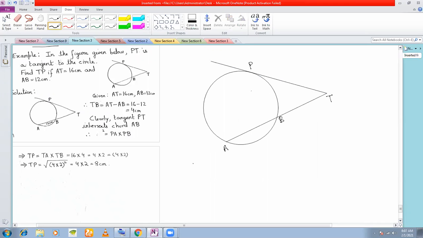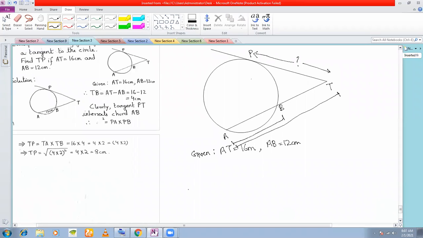Okay. And what is given here is the length of AT is given to you as 16 centimeter. The length of AB is given to you as 12 centimeter. So clearly this length is given to you and this length is given to you. These two lengths are given. We need to find out the length of TP. That is, you need to find out this length.